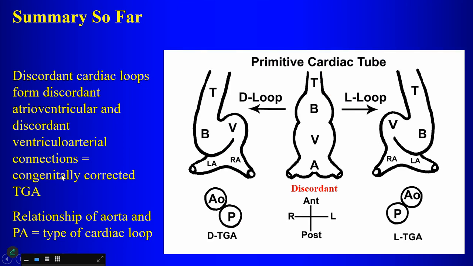So discordant cardiac loops form discordant atrioventricular and discordant ventricular arterial connections. That is what gives you congenitally corrected transposition. And it's fortunate for us that the position of the aorta conforms in just about all cases to the type of cardiac loop. So that's why we will call this detransposition here.